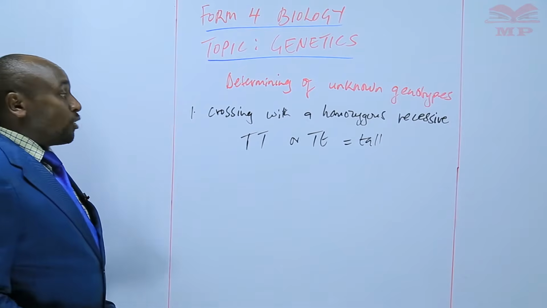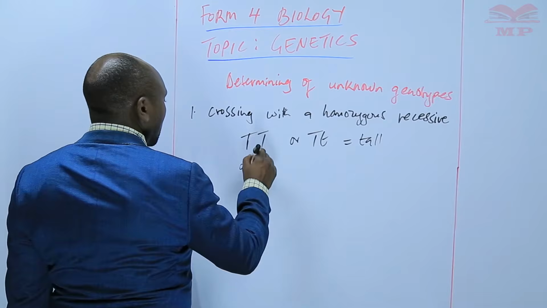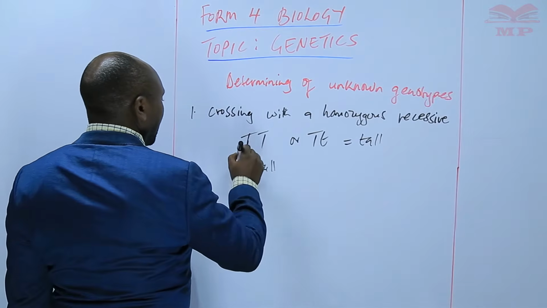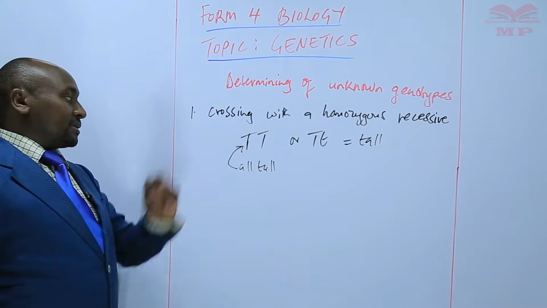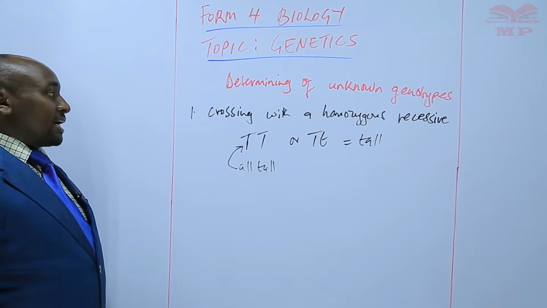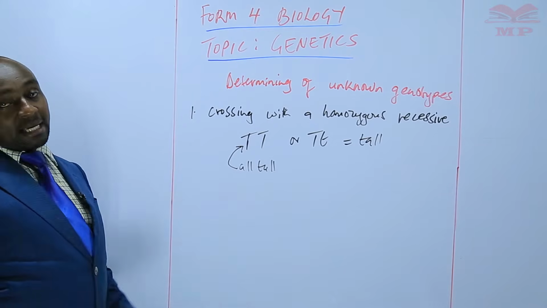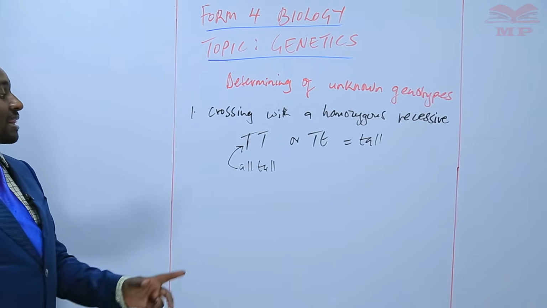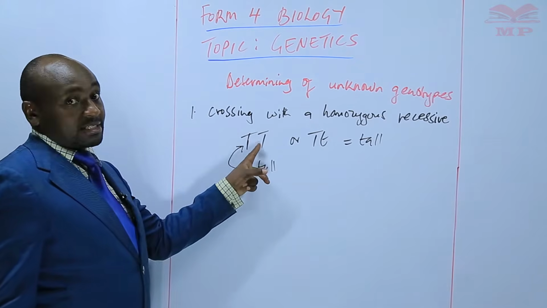If we cross the homozygous recessive and we get all tall, that means the genotype was the first one. If we cross with the homozygous recessive and find that we are getting all tall plants, then it means the first genotype is as indicated.